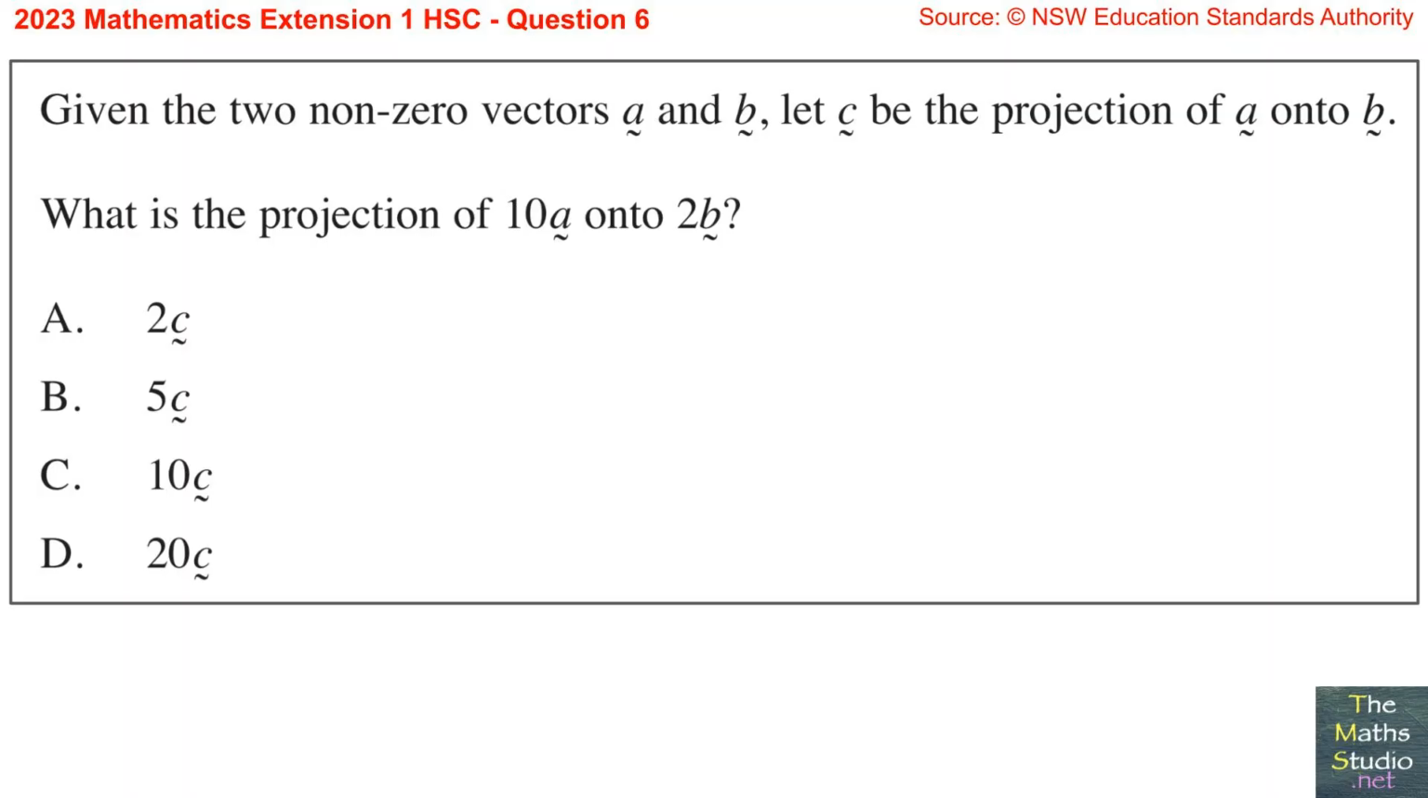Question 6. Given the two non-zero vectors A and B, let C be the projection of A onto B. What is the projection of 10A onto 2B?